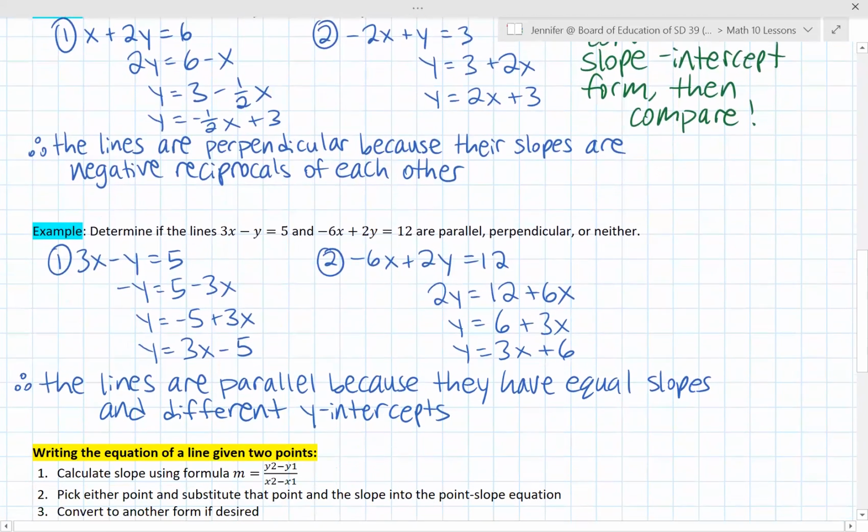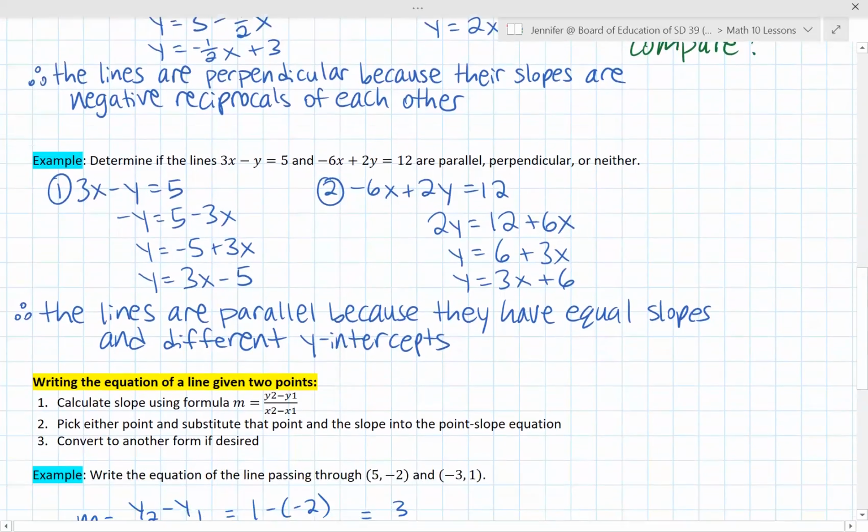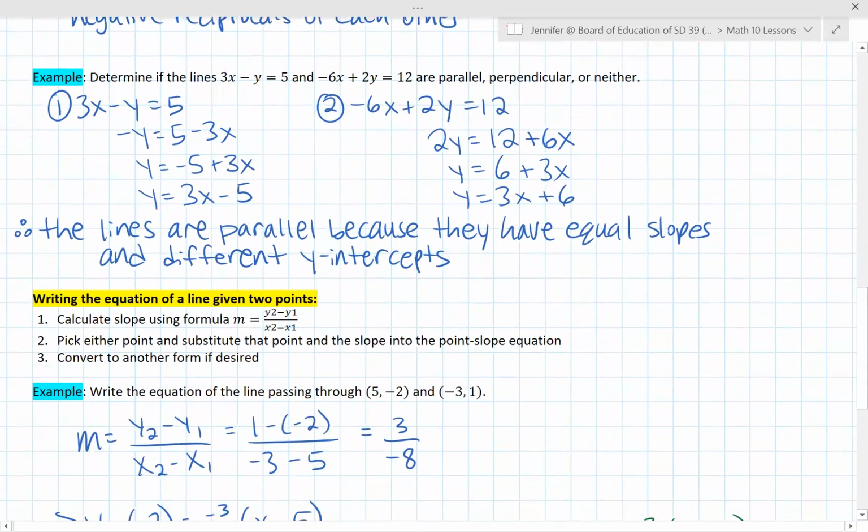The last thing to go over in this lesson is how do you write the equation of a line if you're given 2 points? You're not given the slope or anything in particular, you just have 2 points. This is where our point slope form comes in handy. You're given 2 points, you're going to first calculate the slope using our formula that we've done a bunch of times before. And then you can pick either of the points given to you and substitute that and the slope into the point slope equation. You can always convert to another form later if you'd like.